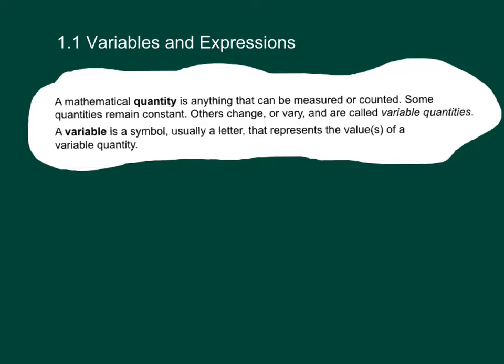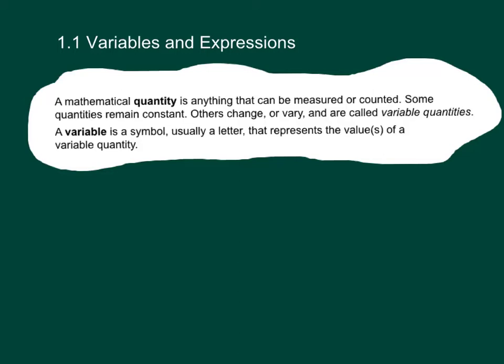So our first lesson is variables and expressions. A mathematical quantity is anything that can be measured or counted, so it has units: miles, feet, years, months. Some remain constant. For example, your cell phone bill might be a flat rate of $50 a month. It doesn't matter how much you text, that's $50 a month. That's a flat or constant rate. Others change or vary, for example if you get charged per text, or per phone call, or if you're renting DVDs, and those are called variable quantities.